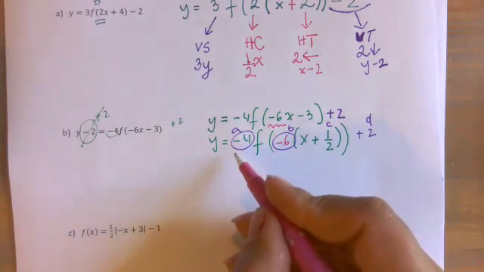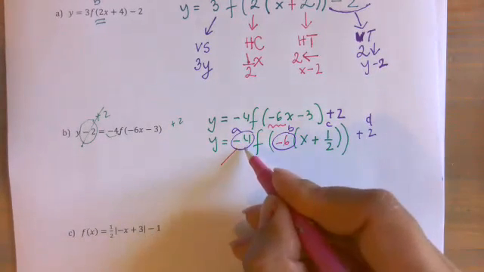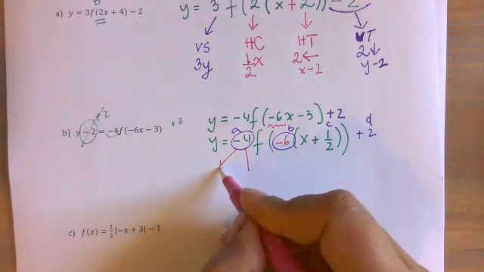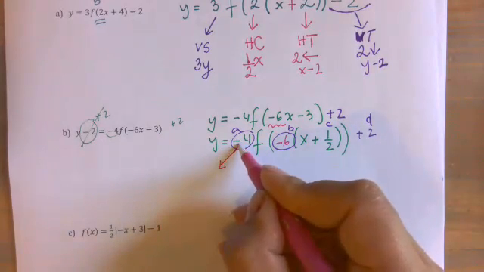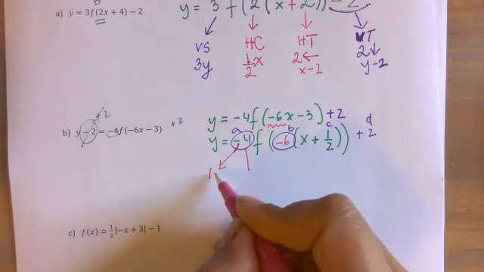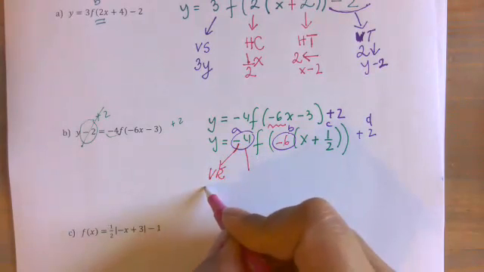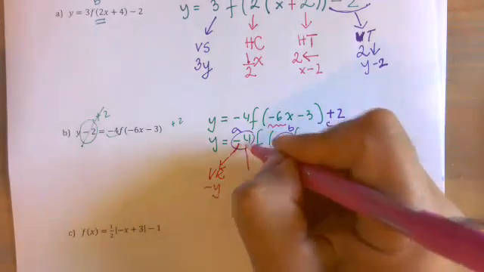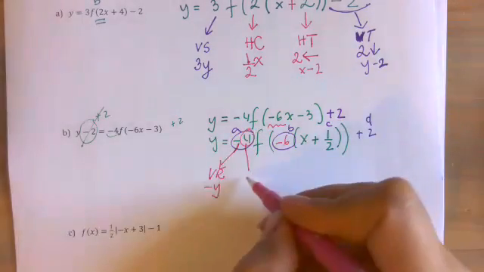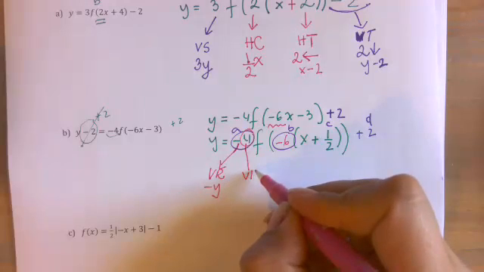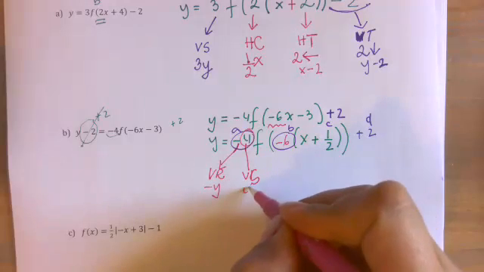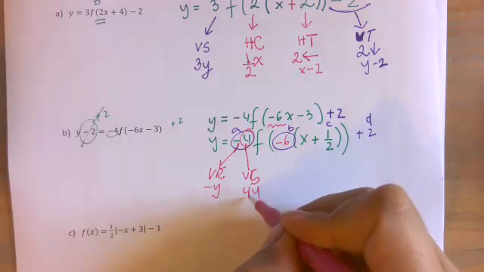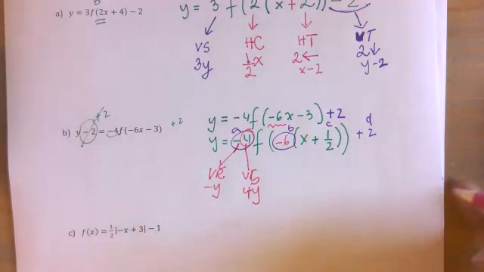So your A will give you two transformations here because you have a negative. So the negative itself tells you to do a vertical reflection, -y. The 4, it tells you that your graph will stretch. So vertical stretch by a factor of 4. So 4 times y.